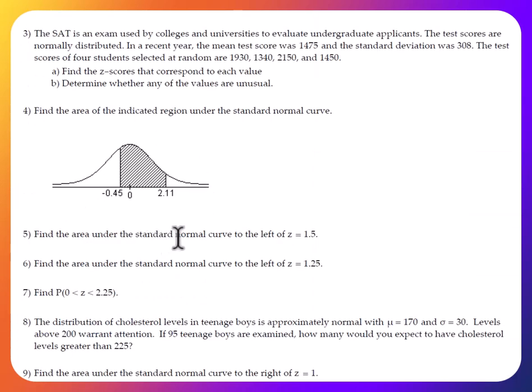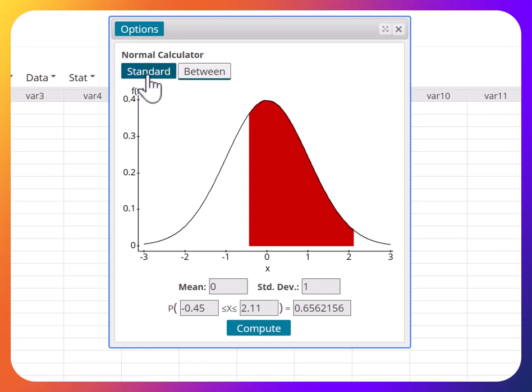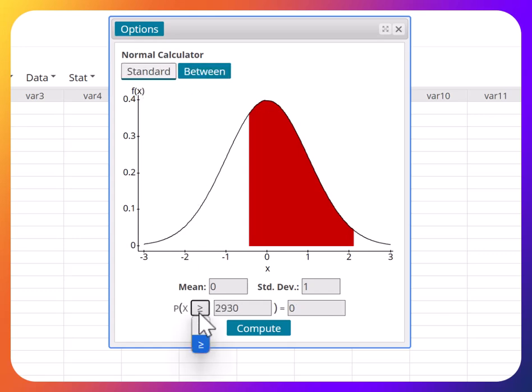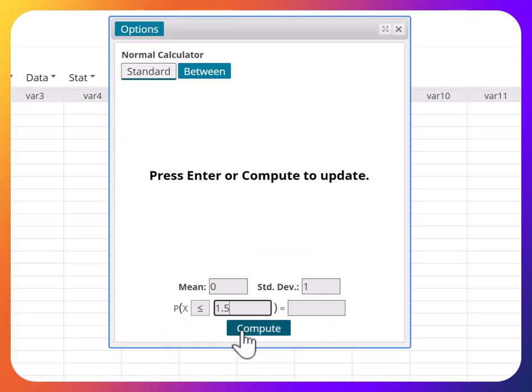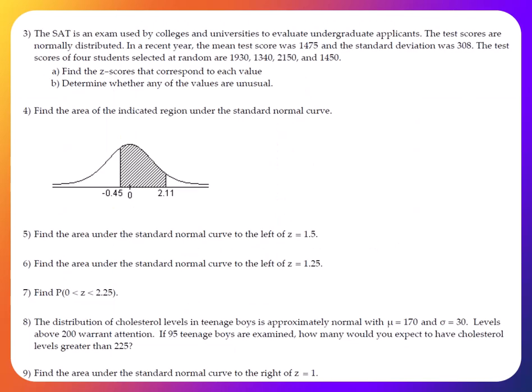Find the area under the standard normal curve to the left of z equal 1.5. Here's how we do this one. We'll go back to StatCrunch. Okay, go back to standard. To the left means less than, and 1.5 is the z value, and then hit compute. It's 0.9332. Next question. Find the area under the standard normal curve to the left of 1.25. Exactly the same thing as I did number 5, but change 1.5 to 1.25.